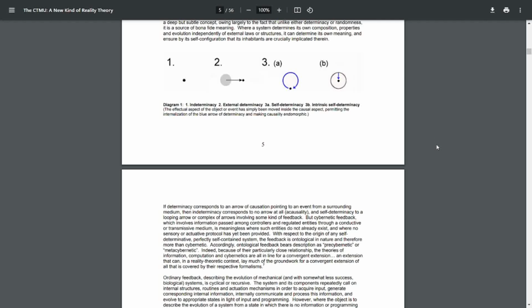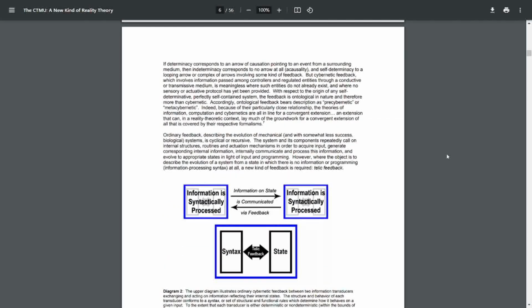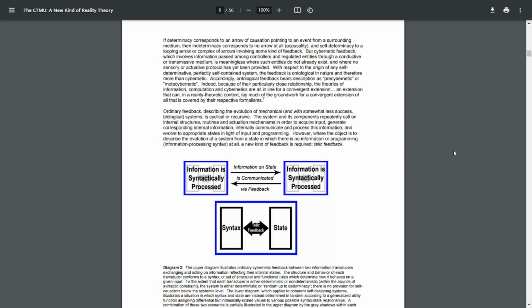Indeed, because of their particularly close relationship, the theories of information, computation, and cybernetics are all in line for a convergent extension, an extension that can, in a reality-theoretic context, lay much of the groundwork for a convergent extension of all that is covered by their respective formalisms. Ordinary feedback, describing the evolution of mechanical and, with somewhat less success, biological systems, is cyclical or recursive. The system and its components repeatedly call on internal structures, routines, and actuation mechanisms in order to acquire input, generate corresponding internal information, internally communicate and process this information, and evolve to appropriate states in light of input and programming.